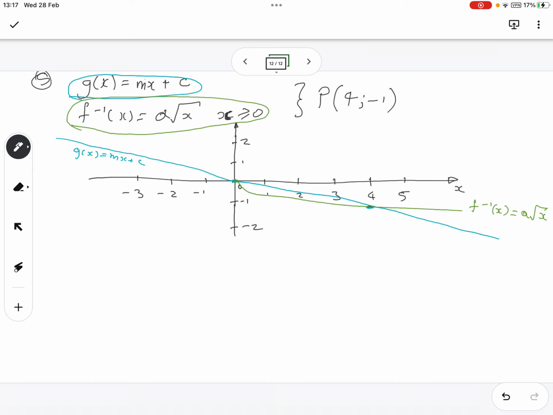Okay, so to start answering question A, where we find a, c, and m, how do we do it? Maybe we can start by looking for c. How would we find c? I mean, c is the y-intercept. Yes. So c would be -1. Would it be -1? Maybe. Let's give it a go.